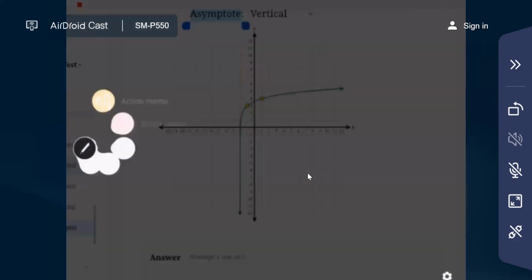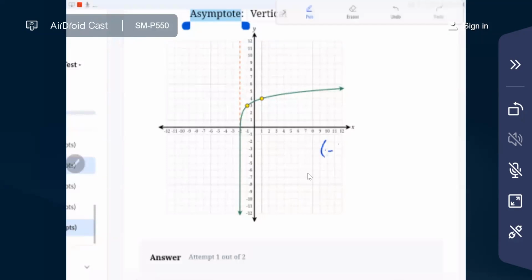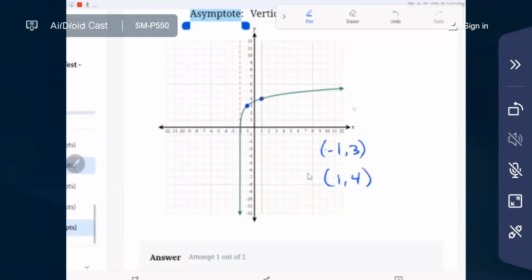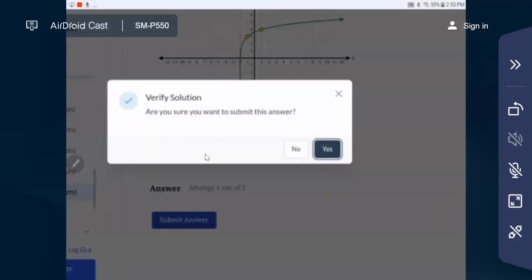But I found my 2 points, which were -1, 3 and 1, 4. And I'm pretty sure that's -1, 3 right there, and that is 1, 4 right there. And our asymptote is at x equals -2, which is right there. So I don't see what's wrong with this. So I'm just going to hit enter again and bear the consequences of having one wrong according to Delta Math. So we can see.